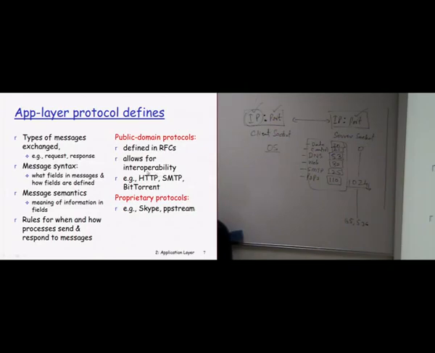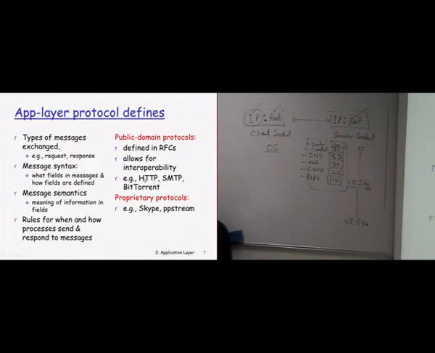Example, HTTP is a protocol which is used for the web service, used by the web client and the web server. SMTP, simple mail transfer protocol, is used by the email client and the email server. And HTTP, hypertext transfer protocol, is used by the web client and the web server. BitTorrent is another protocol to receive the files in chunks from different hosts over the internet in order to make the download fast.